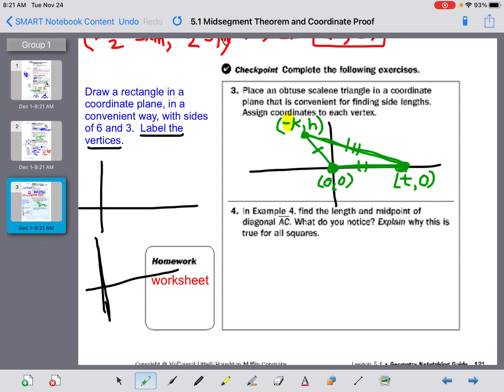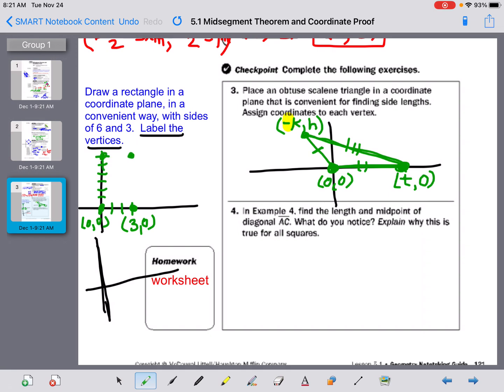Where do you want to start this rectangle? I'd put it right there at 0, 0. Okay, how far to the right would you like to go? You want to go 3 to the right? Okay, 1, 2, 3. So what ordered pair am I at? 3, 0. Okay. How far up do you want to go? Looks like we have to go up 6, right? 1, 2, 3, 4, 5, 6. There's my new dot.